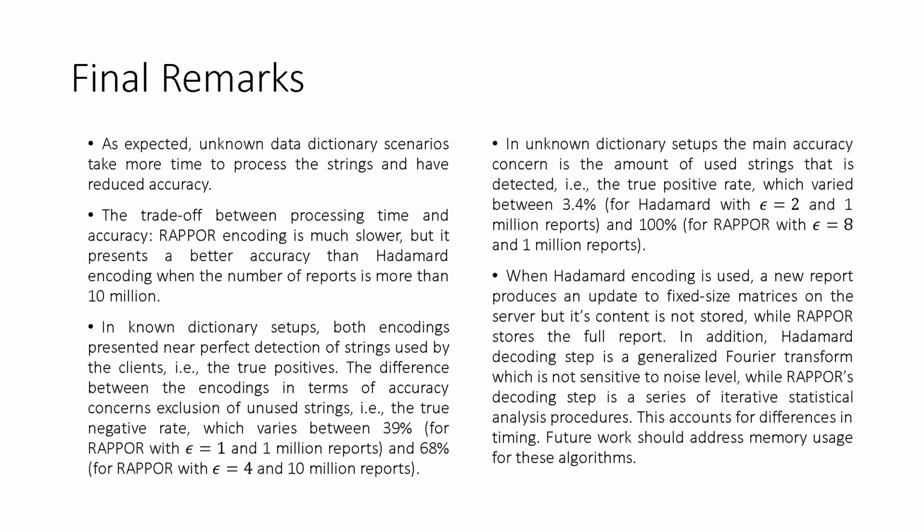Both algorithms are near perfect when you consider non-dictionary setups and the true positive rate. The true positive rate varied a lot between 3% and 100% in the unknown dictionary setups. Again, Rapport with a large privacy budget and a large number of reports performs better but slower.